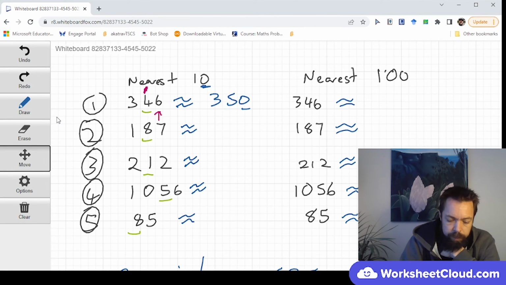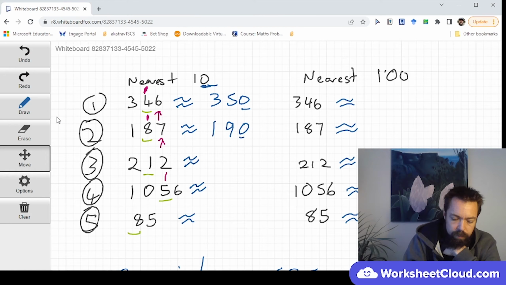Looking at the next one, number 2, I look at the number to the right of where we're rounding. 7 is going to round up, so I'm going to add 1 to the next column. I'm left with 190. 1 0 1 0. 2 is closer to going down, so I'm not going to add anything to the 1 in front of it, and I'm left with 210. 6 is closer to the next 10, so I'm going to add a 1 to it. 1060. Noticing the 0 on the end.